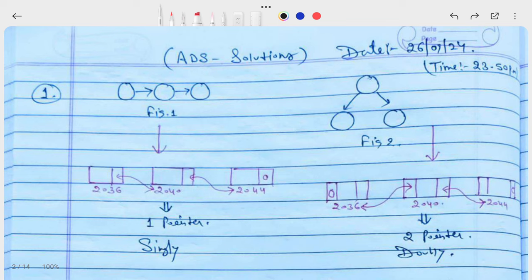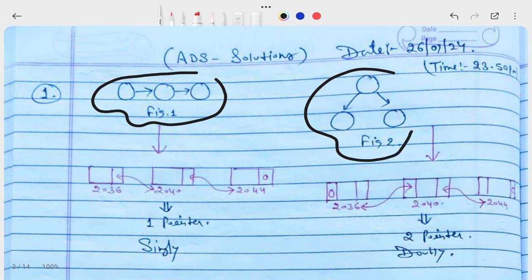This is figure number 1, and this is figure number 2. If you know the linked list, we have created 3 nodes. Let the address of the first node be 2036, the second node 2040, and the third node 2044. According to the property of linked list, the address of this will be here, and the address of this will be here. I am just saying this according to this figure.